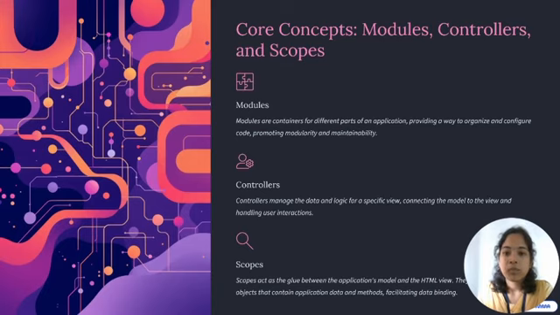Streamlined core concepts: modules, controllers, and scopes. Modules are containers for different parts of an application, providing a way to organize and configure code, promoting modularity and maintainability. Controllers manage the data and logic for a specific view, connecting the model to the view and handling user interaction.